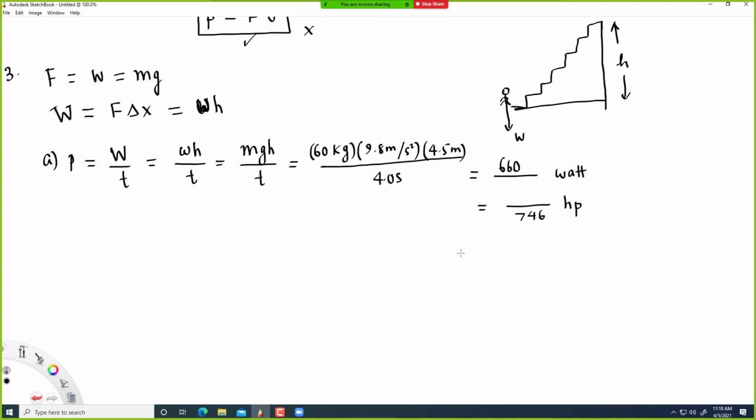What's that? How many horsepower is that? 0.29? 0.9? 0.89 or yeah, 0.9, rounding, or if you want, yeah, 8.9.